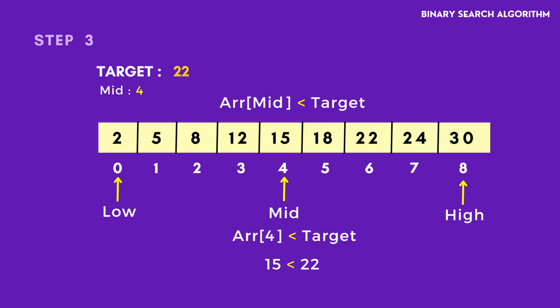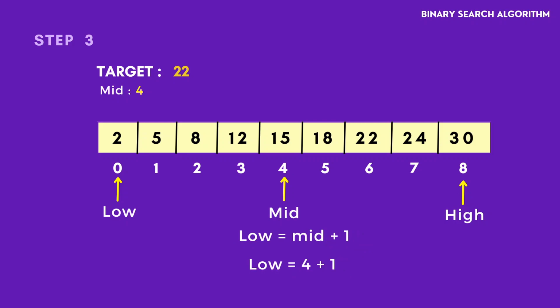Of course, 15 is less than 22, which is correct. So this is true now, right? Target is greater than mid, so the condition is true. Whenever it is less, you need to update the lower value, correct?